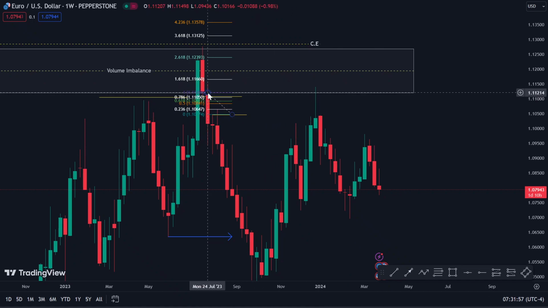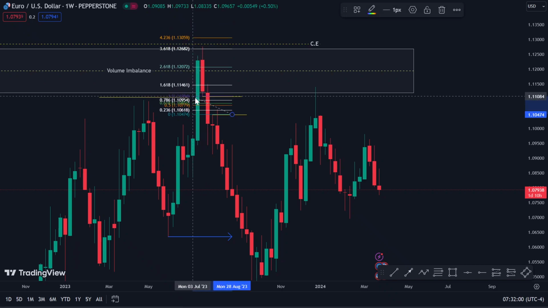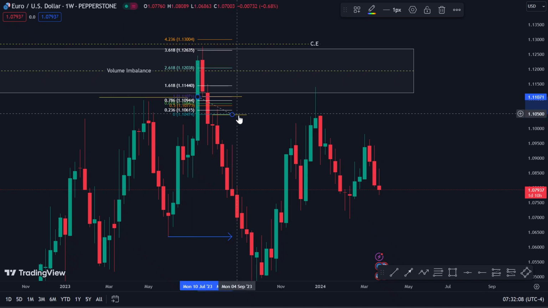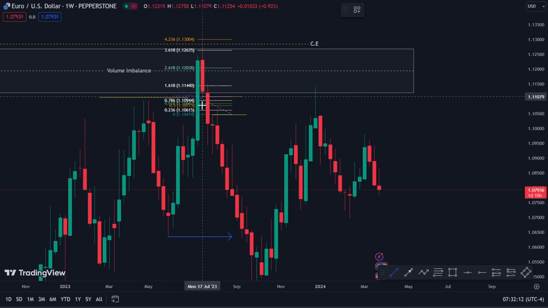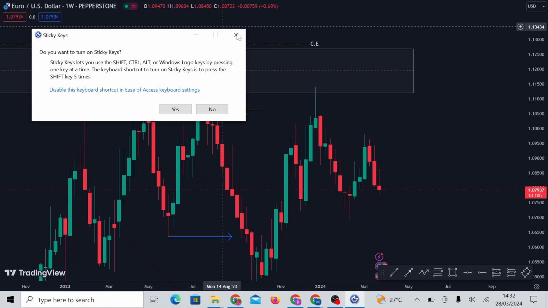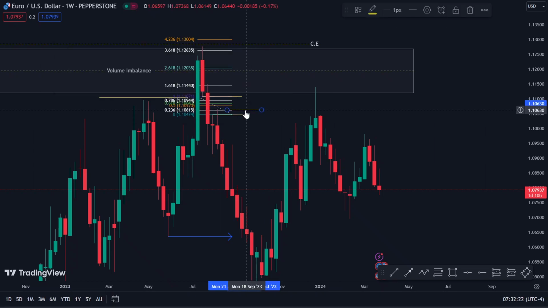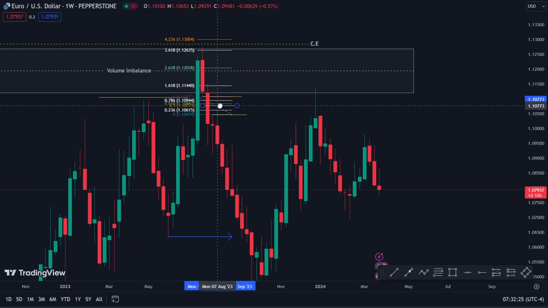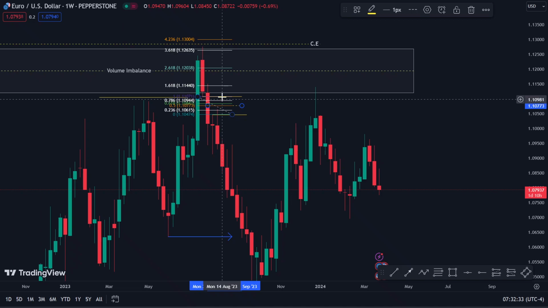Are we on the right track? That's the low. And that's the high. Now halfway. 50% of this. This is the 50%. Let's get rid of the fib.